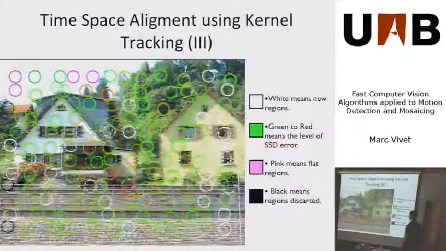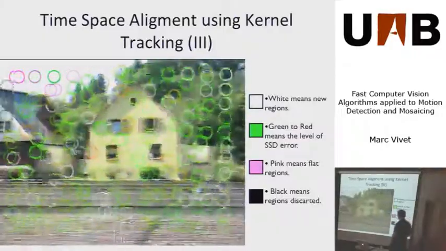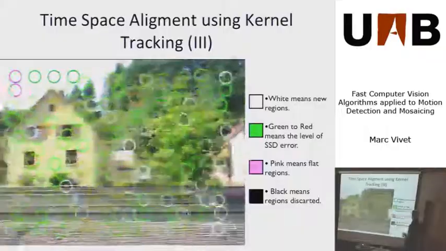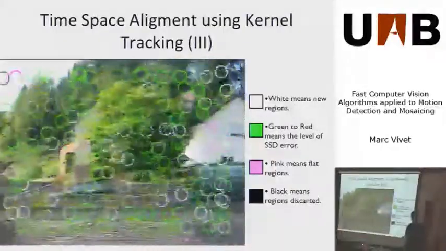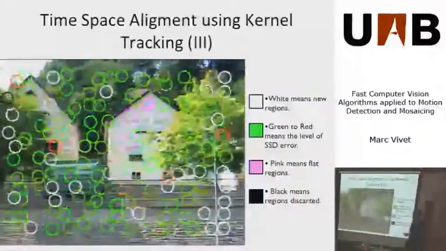So in here you can see how the regions are tracked. White means the new regions added. Green to red means the SSD error of the regions. Pink means the flat regions, and black means the regions which are discarded.